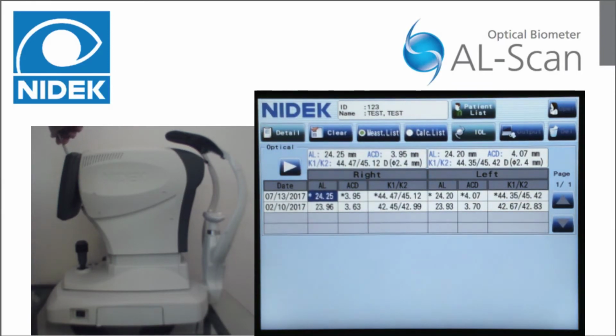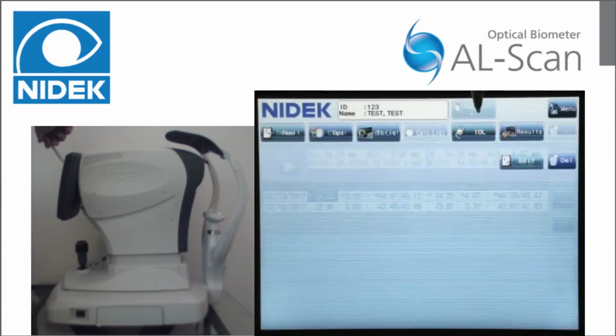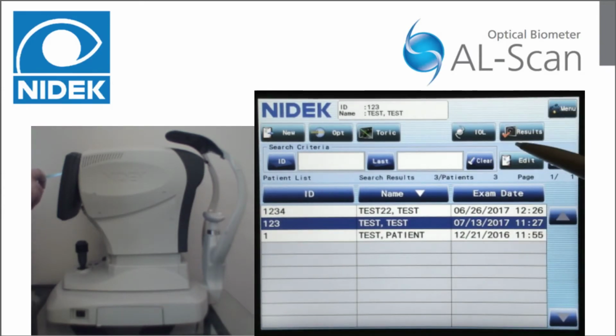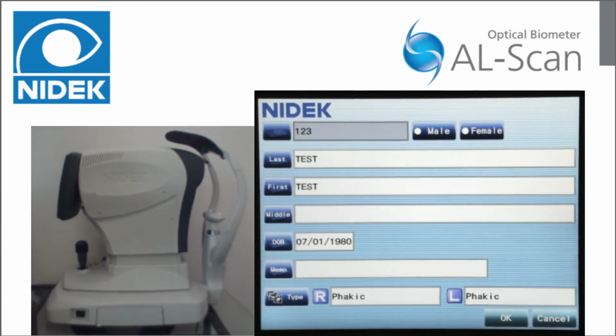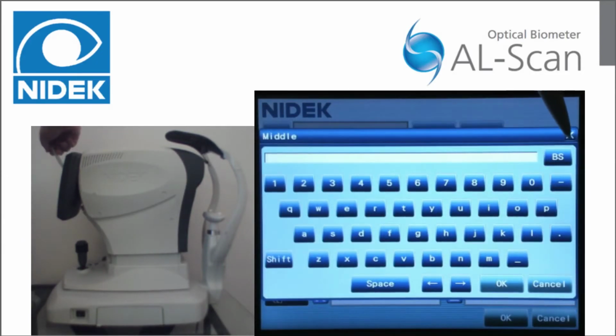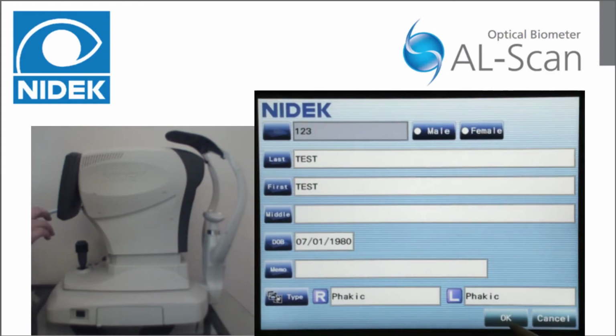To edit patient data, select the patient to be edited. Press the Edit button. Edit the desired items. The ID cannot be changed and is grayed out. Press the OK button. Press the Yes button to overwrite the data.